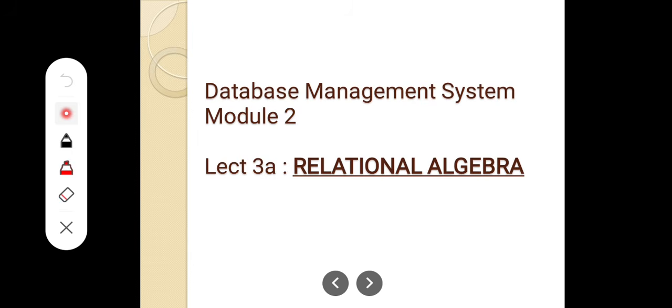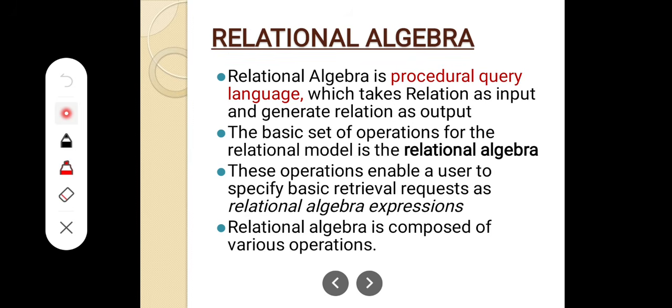In relational algebra, we are going to see certain major operations. These operations can be used for performing various tasks in the database system. Let us see in detail. Relational algebra is a procedural query language which takes a relation as input and generates a relation as output. It takes one relation as input, processes it, and gives another relation as the output.